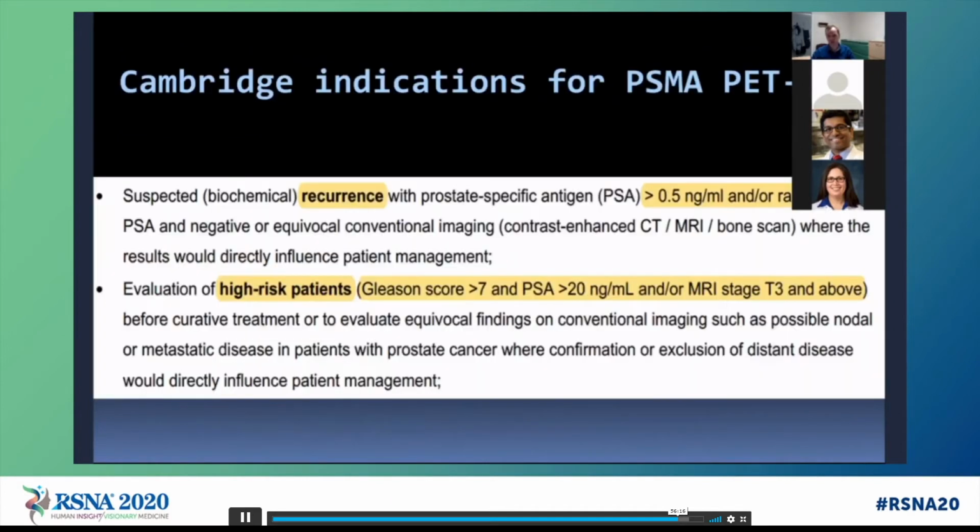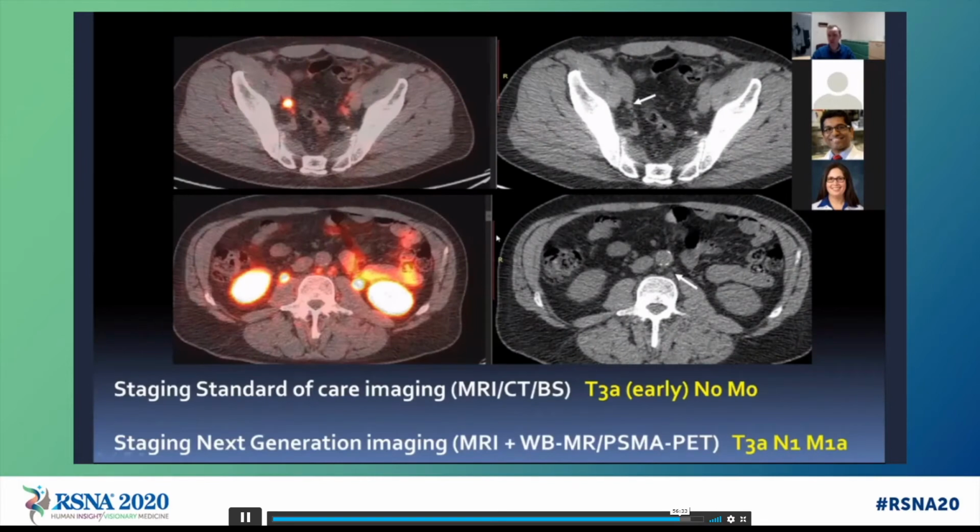So we've recently started using it in Cambridge within the last year or so in the setting of biochemical recurrence based on PSA and in high-risk patients at presentation, which this patient would qualify for. And interestingly, there's a node here that's below size criteria that was lighting up on the PSMA PET. There's also some nodes here, para-aortic region, again, not enlarged by size criteria.